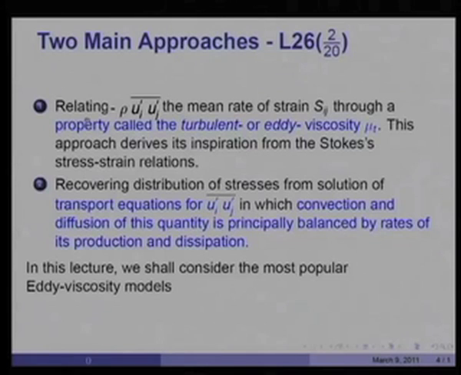There are two main approaches to modeling a stress. One is to say that the stress is related to the mean strain rate through a property called turbulent or eddy viscosity. This is very analogous to Stokes' stress-strain relationships. Alternatively, the stresses can be recovered from solution of transport equations for the quantity u_i' u_j', in which the convection and diffusion of this quantity is principally balanced by the rates of its production and dissipation. In this lecture, I am going to concentrate on the so-called eddy viscosity turbulence models, the first type. The second one we will take up in the next lecture.